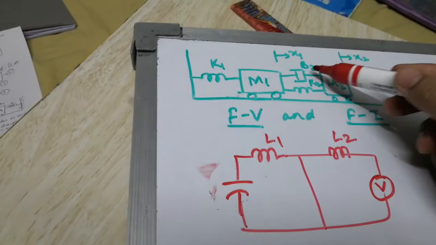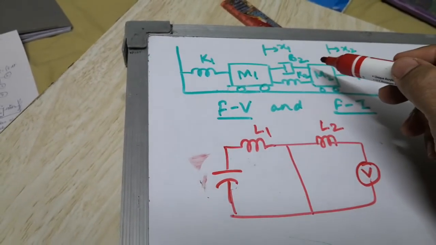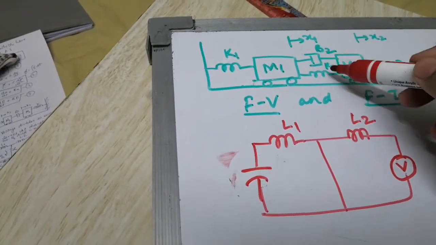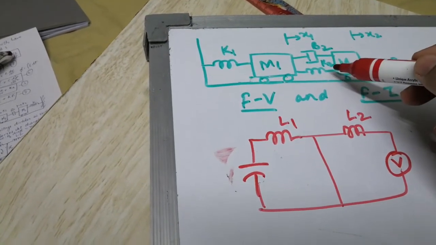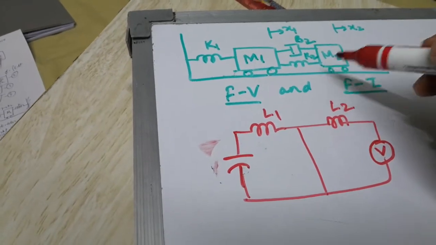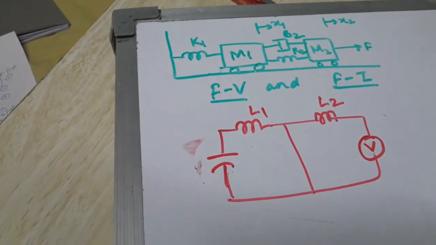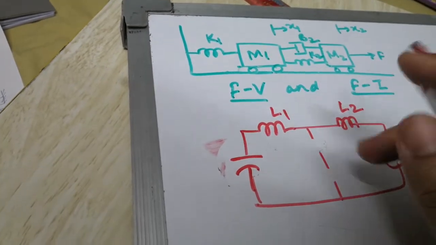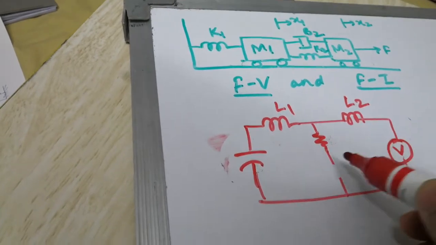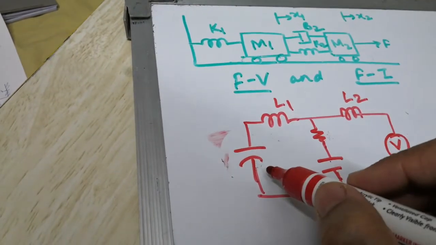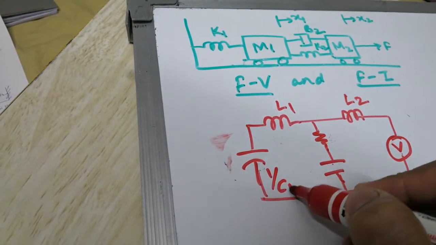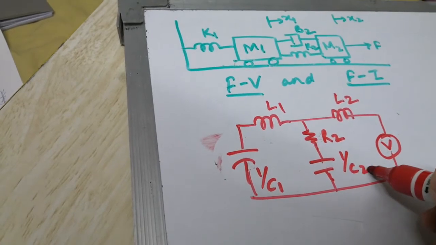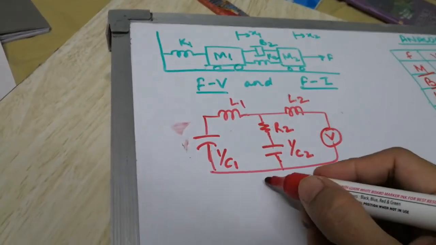Now what about your B and K together? As I have told you earlier, voltage divides in a series combination. So this parallel combination of B and K is going to get converted into a series combination. Corresponding to B we have R, and corresponding to K we have C, 1 upon C. So here we are going to draw our R, and this is my C. This corresponds to my 1 upon C1, while this corresponds to my R2 and 1 upon C2. So this completes my FV analogy.